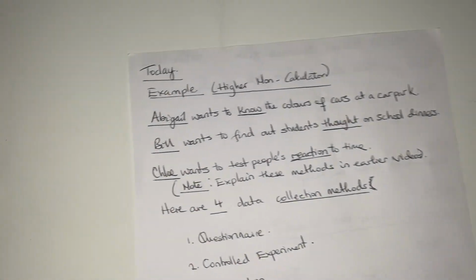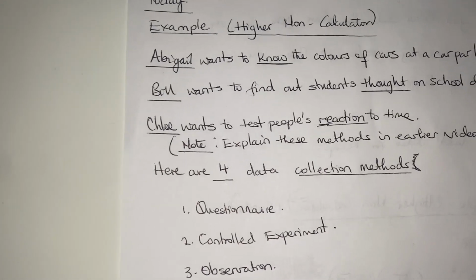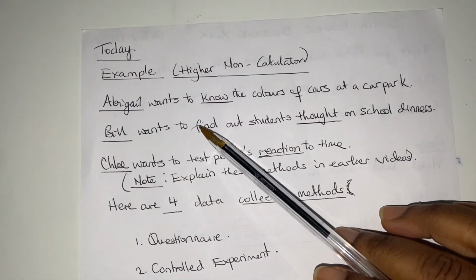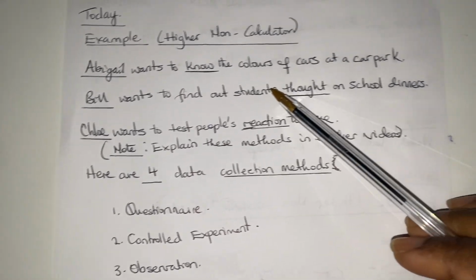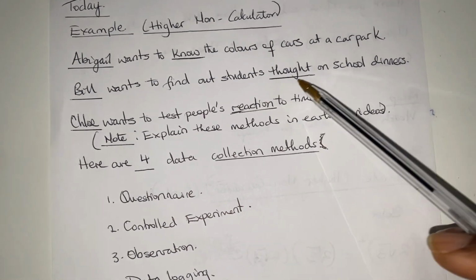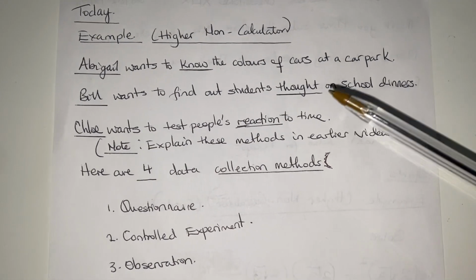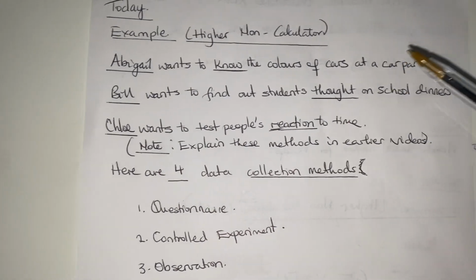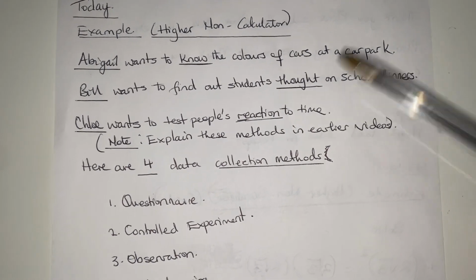Okay. Now today we have some interesting questions to look at. This is a higher non-calculator paper. Abigail wants to know the colors of cars in a car park. Bill wants to find out students' thoughts on school dinners. So Bill can be a teacher or one of the prefects, and they just want to find out whether the students are happy with the school dinners.